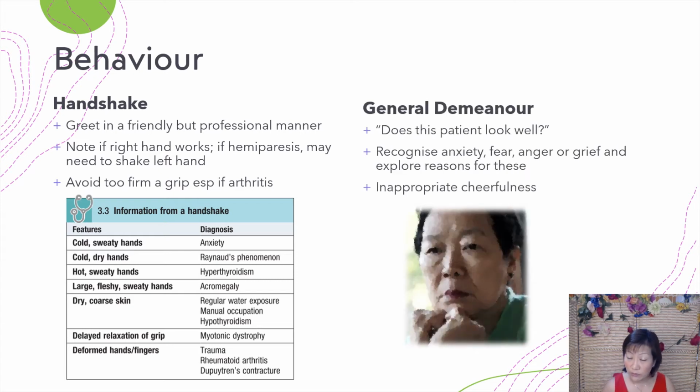Also notice the general demeanor, whether the person looks well, whether they look anxious, recognize anxiety, fear, anger, or grief, and explore the reasons for this. This actually is very good for you to open a conversation with your patient, to also establish some rapport with them. And if someone is inappropriately cheerful, that's also a sign that something is wrong. So it also gives you a window, for want of a better word, towards what they're really thinking or what they're really having as a problem at home as well.